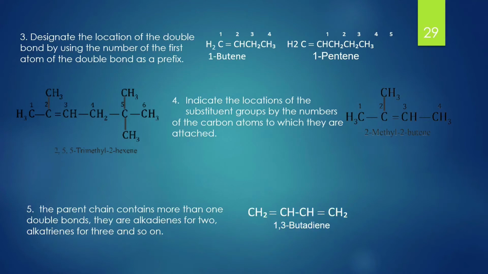Next rule: if the parent chain contains more than one double bond, they are alkadienes for 2, alkatrienes for 3 and so on. For example, the given structure is known as 1,3-butadiene since it contains two double bonds.